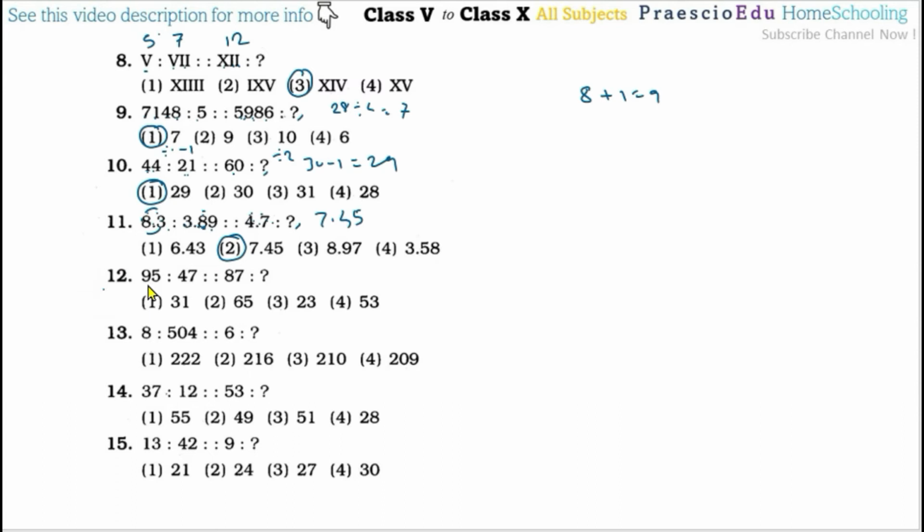Now question number 12, 95, then 47, 87, and then question mark. 9 and 5, these are the two digits.